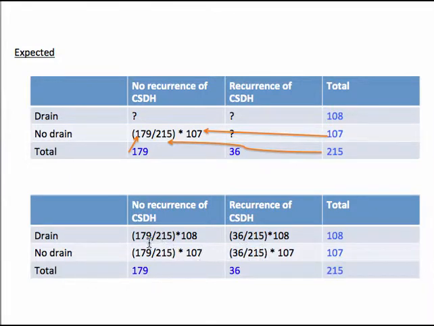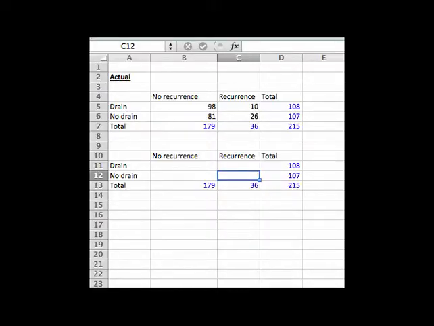So here the expected value will be 179 divided by 215. That proportion of 108 would be the number of no recurrences with drain. And here once again we look at the proportion 36 over 215, and that proportion of 107 will give you the expected value here. And here once again the 36 over 215 will give you the proportion, and that proportion of 108 will give you the expected value in this cell. So now let's go to Excel.